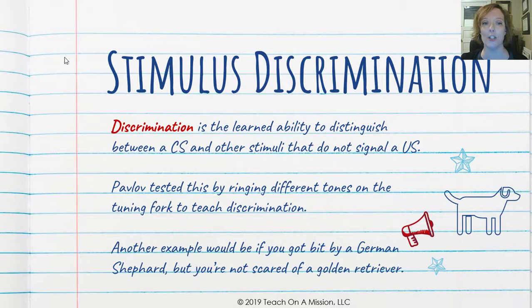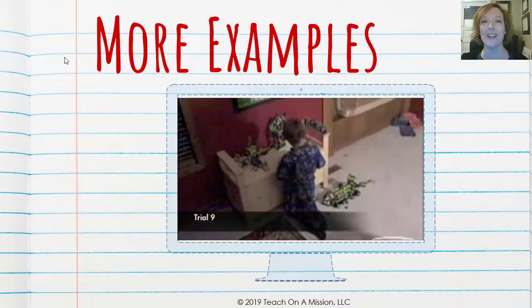Stimulus discrimination. Discrimination is the learned ability to distinguish between a conditioned stimulus and other stimuli that do not signal an unconditioned stimulus. Pavlov tested this by ringing different tones on a tuning fork to teach discrimination. Another example would be if you got bit by a German Shepherd, but you're not scared of a Golden Retriever. So you may automatically have anxiety, your hands start shaking, your palms start sweating when you see a German Shepherd, but not a Golden Retriever. That is discrimination. It's stimulus discrimination. You can tell the difference. All right, so we're going to see some examples of what this actually looks like.